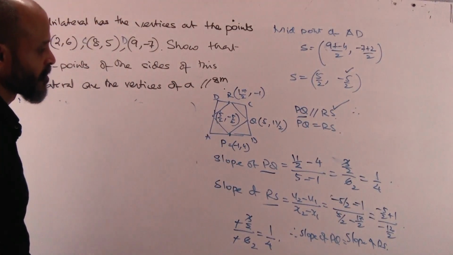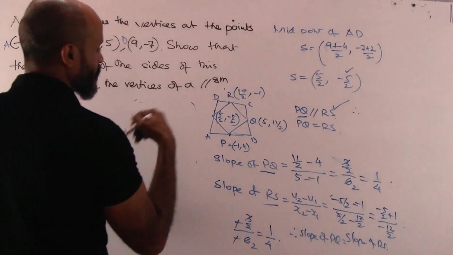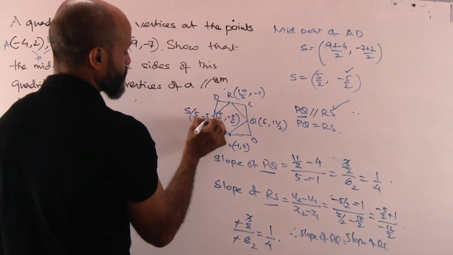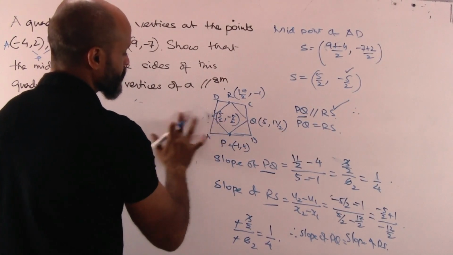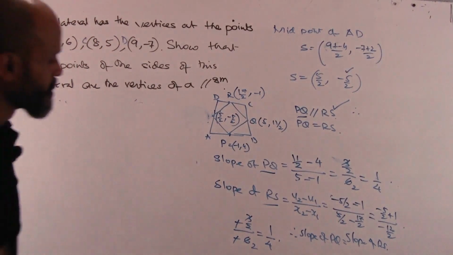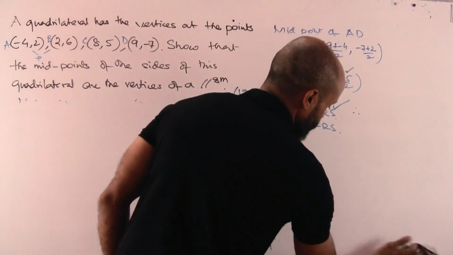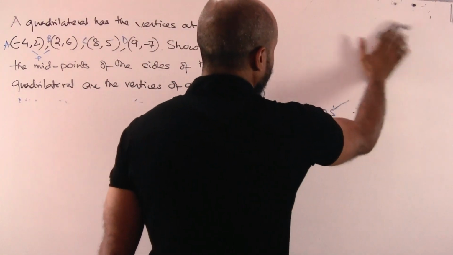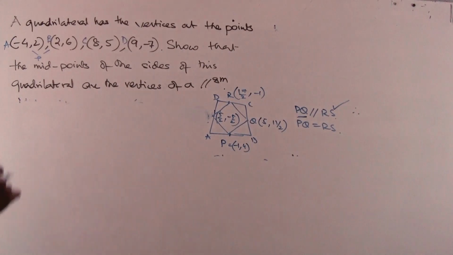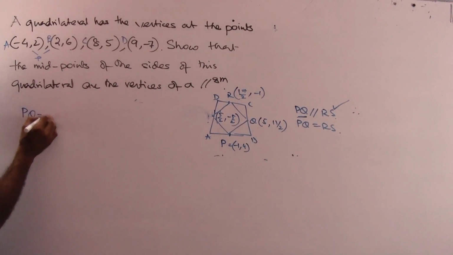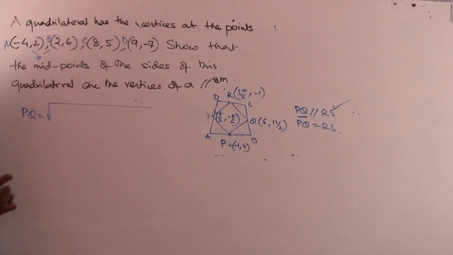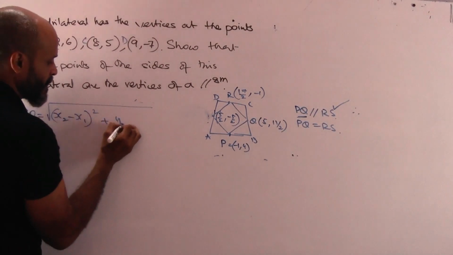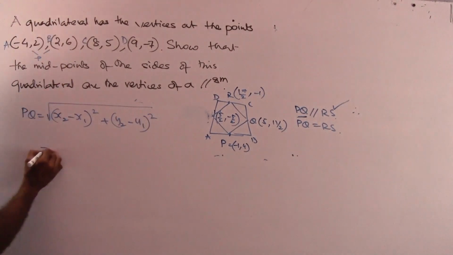So we have already found out the coordinates here. S is basically what? S is (5/2, minus 5/2). Okay, we have already done this. So now we have to apply the distance formula here. We have already proved the slope part wherein PQ is parallel to RS. We will just have to apply the distance formula here. So PQ will be equal to, if we apply the distance formula, square root of (x2 minus x1) square plus (y2 minus y1) square. So let's do this here.